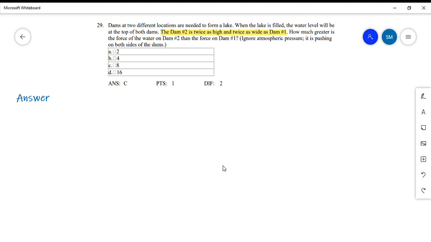Question number 29. Very easy question. It's a very big question, but the only givens are the ones I highlighted. Dam 2 is twice as high and twice as wide as dam 1, and he wants to know how much greater the force of the water is. So he simply wants us to know the ratio between the force on dam 1 and the force on dam 2.